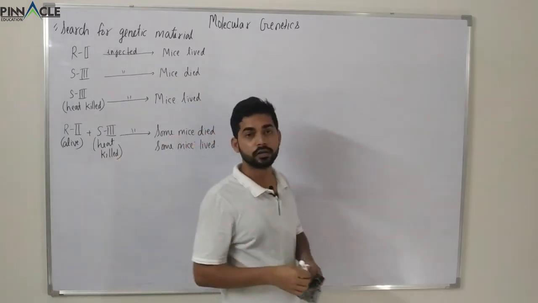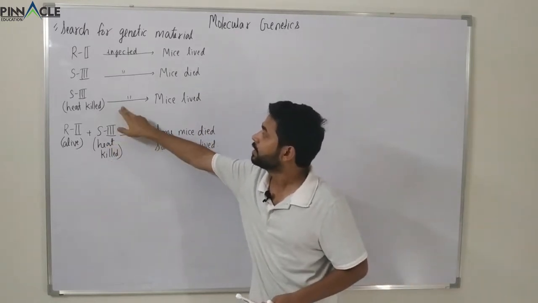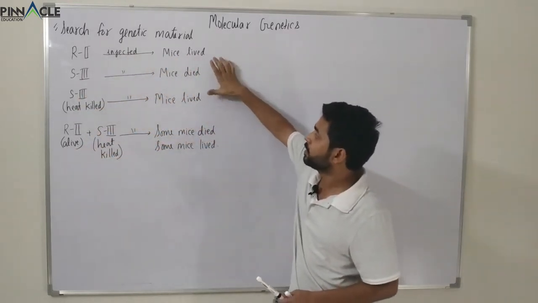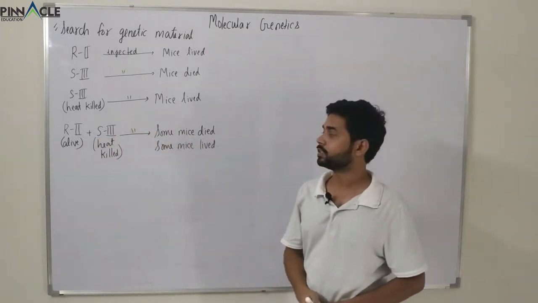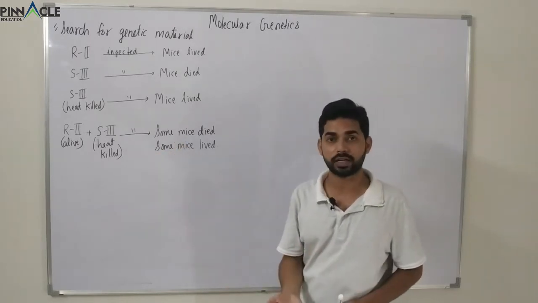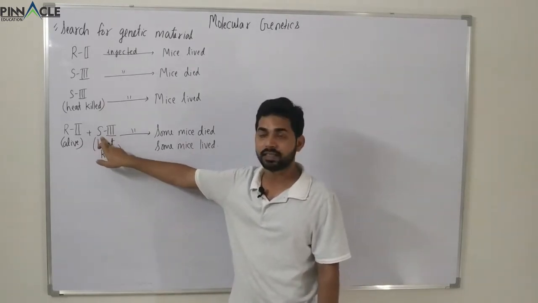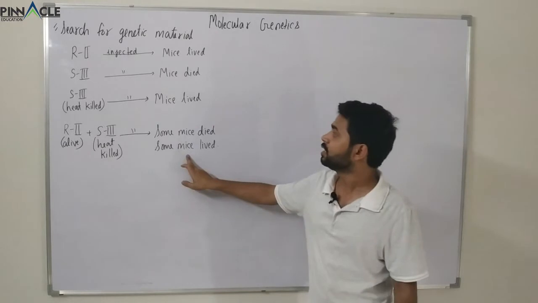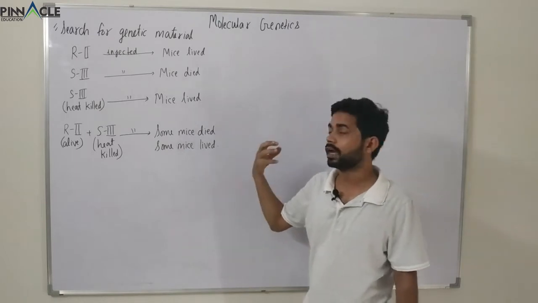So this is the main point in this whole discussion. When S3 is heat killed, it does not cause any disease. But when R2 is alive, it also does not cause any disease. Therefore, mice lived in both these cases. But when these two are used in combination, some mice died, whereas some mice did not die. So from here, we can conclude that there was some change in either S3 or R2 that caused some mice to die, because R2 alone would not kill any mice, as we have already seen in the first experiment. So we have to study what and how that could have occurred.